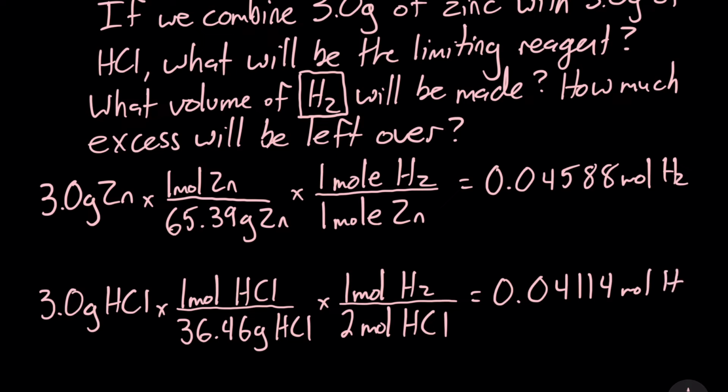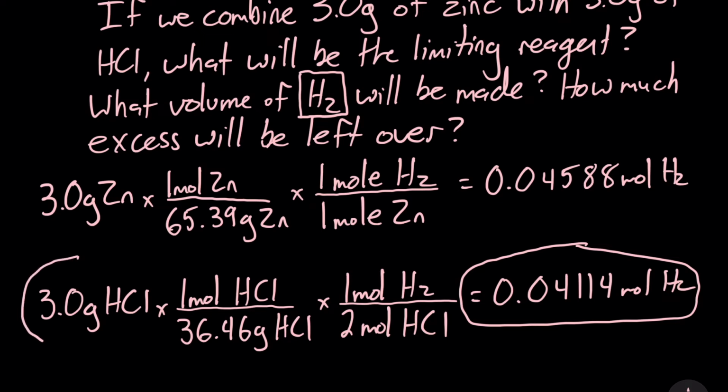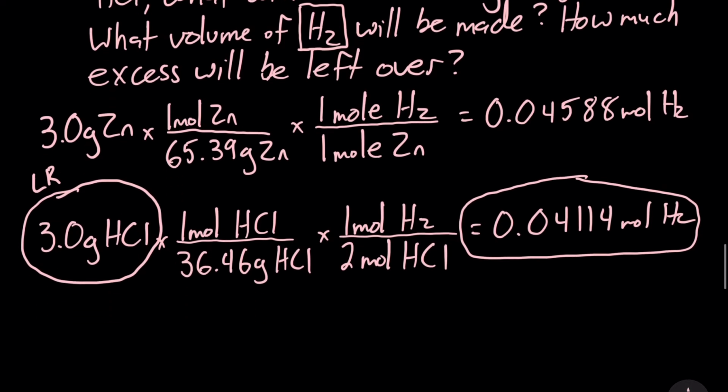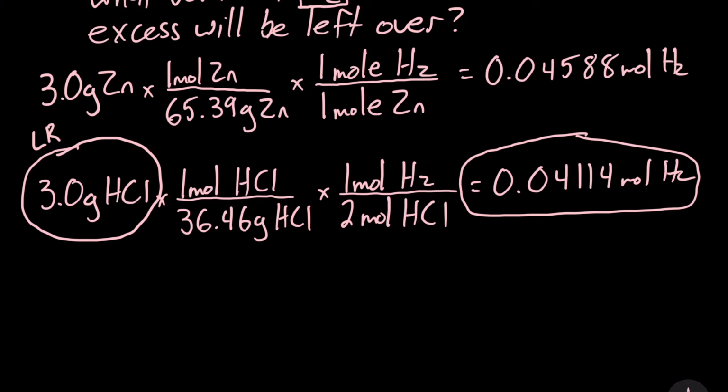So we have figured out moles of H2 produced with both of our reactants. Since this one is smaller, that means that 3 grams of HCl can produce less H2 than 3 grams of zinc can. So since 3 grams of HCl can produce less, it's going to be our limiting reagent.